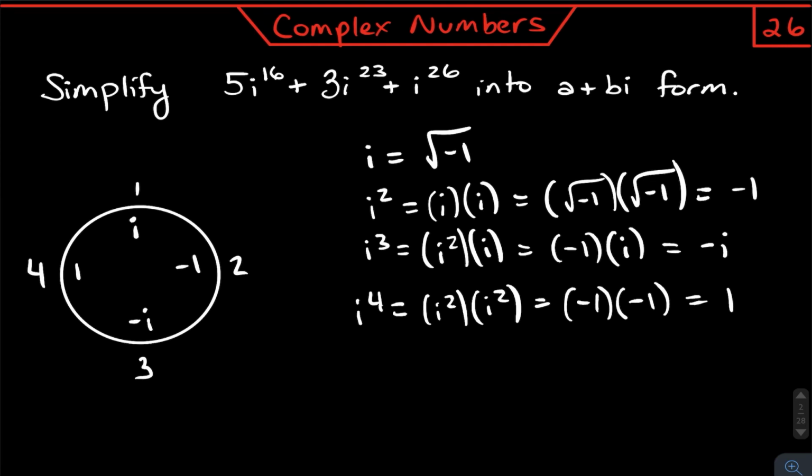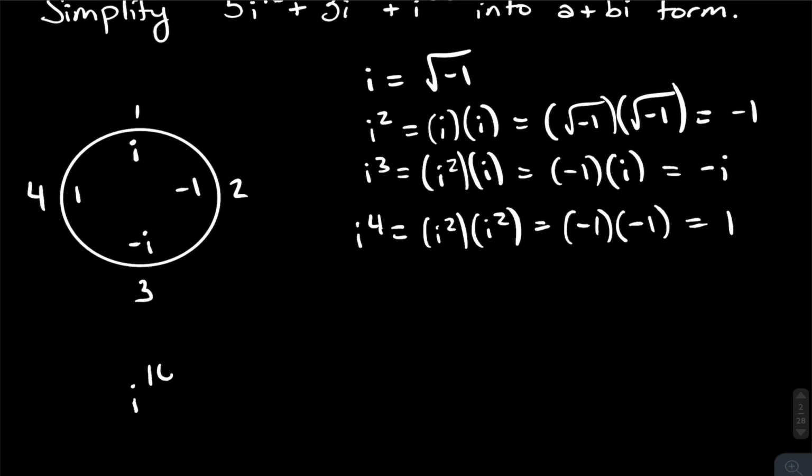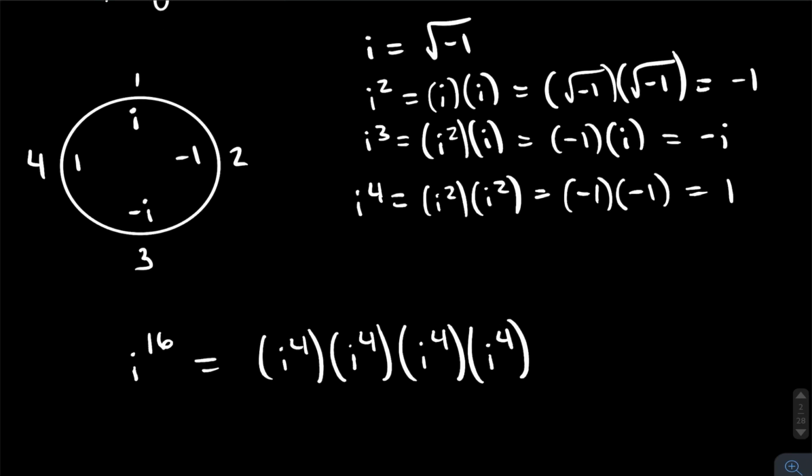how does this help us find what these things are? Well, let's think about i to the 16th power. We can divide this up into i to the 4th, i to the 4th, i to the 4th, and i to the 4th. If you add up all those exponents, you get i to the 16. And what was i to the 4th? Well, it was 1. And so we end up getting 1 times 1 times 1 times 1, which is just 1. So we know that i to the 16th is also 1.